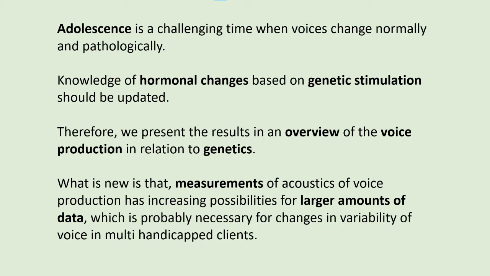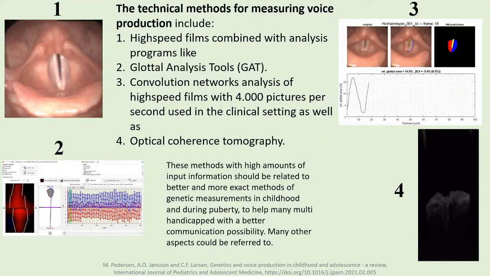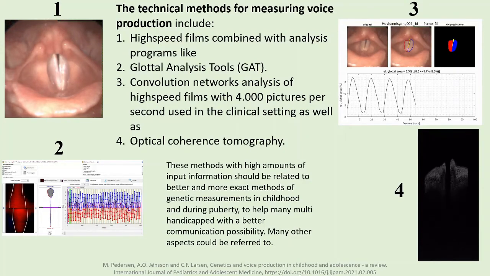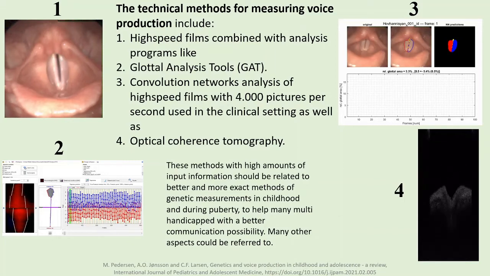What is new is that measurements of acoustics of voice production have increasing possibilities. Larger amounts of data are necessary for measurements of variability of voice in multi-handicapped clients and many other cases. Technical methods for measuring voice production include high-speed films combined with analysis programs like glottal analysis tools, convolutional networks analysis of high-speed films with 4,000 frames per second used in clinical settings, as well as optical coherence tomography. Examples of these are presented in each corner.